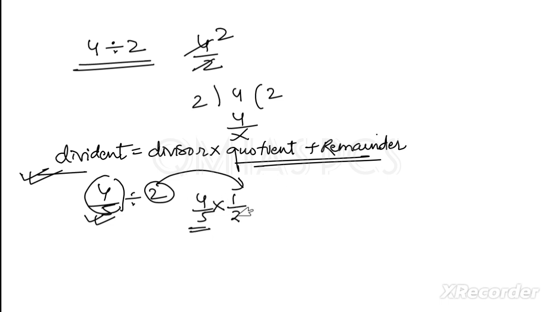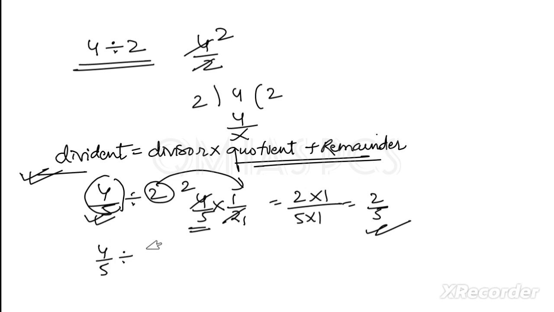So here there is a common multiple of 4 and 2, so it will be 1, it will be 2. So here our answer is 2 multiplied by 1, here is 5 multiplied by 1, so the answer is 2 by 5. Okay, or if it is written like 4 by 5 divided by, let's say, 2 by 3.